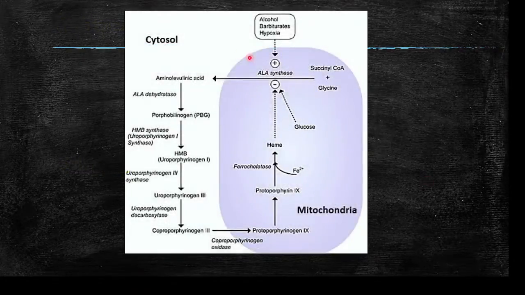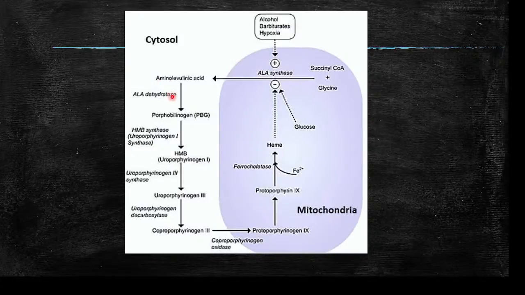Summary. This is the biosynthetic pathway of heme. Heme is also one of the porphyrins; it contains a porphyrin ring. Succinyl-CoA and glycine are the starting compounds. The first reaction happens in mitochondria. It is converted to aminolevulinic acid, and then to porphobilinogen, then to uroporphyrinogen 1, then to uroporphyrinogen 3, then to coproporphyrinogen 3, then to protoporphyrinogen 9, which enters mitochondria. Then in mitochondria, protoporphyrinogen 9 is converted to protoporphyrin 9, which is converted to heme.